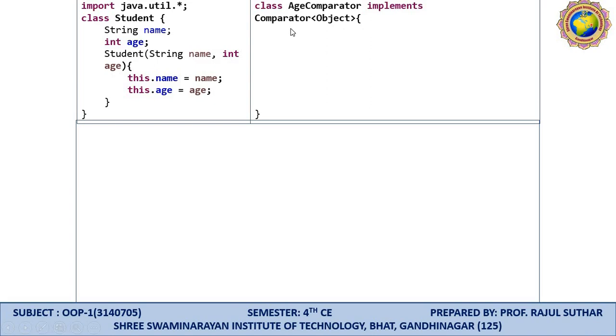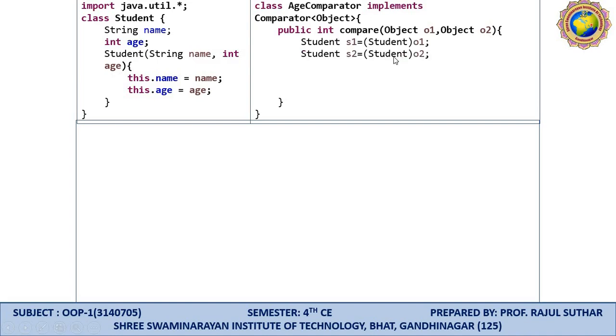Class AgeComparator implements Comparator<Object>. public int compare(Object O1, Object O2). Student S1 = (Student) O1, that is the object of the first student, and Student S2 = (Student) O2, that is the object of the second student. If S1.age == S2.age, meaning we are comparing the age of two students S1 and S2, it returns 0. Else if S1.age > S2.age, return 1. Else, meaning if these two conditions are false, it returns -1.